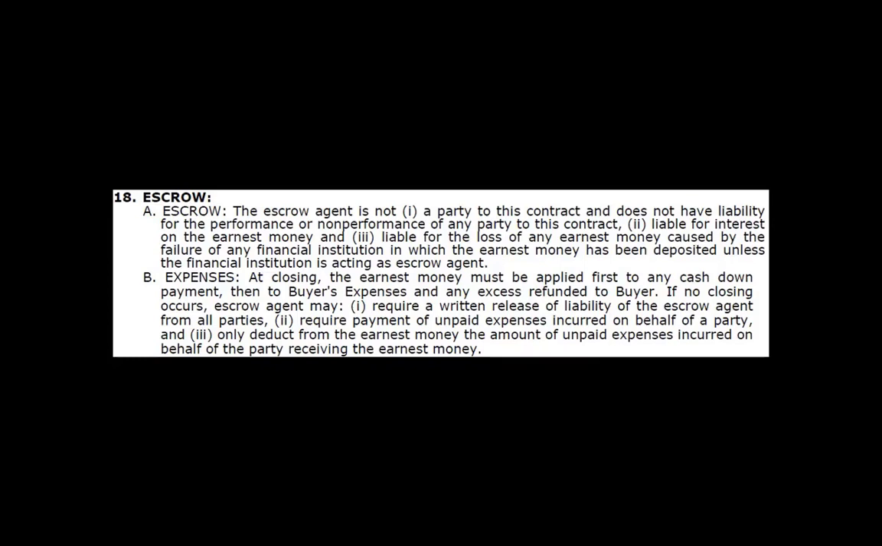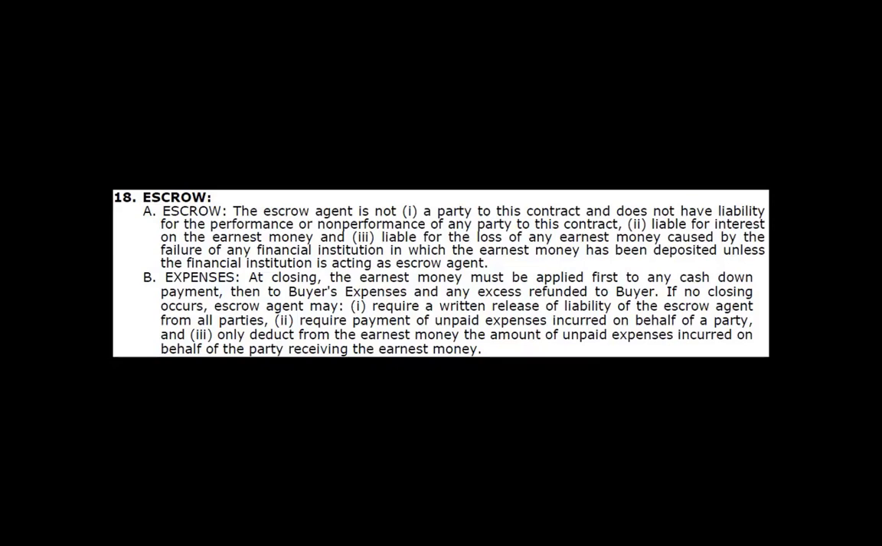The earnest money that the escrow agent is holding is going to first go to the down payment of the buyer, and then any expenses that are incurred by the buyer. If the closing doesn't occur, then they're going to use that earnest money to pay any kind of expenses that have been incurred. If there aren't any expenses, then they're going to give that earnest money to the buyer.